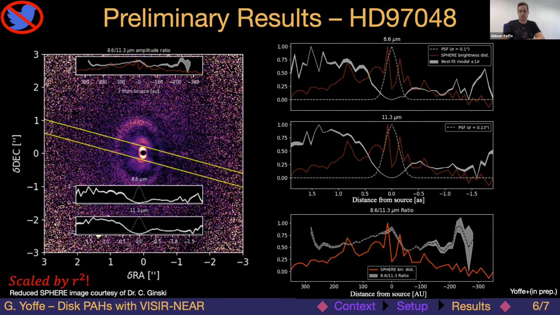PAH emission is considerably more extended and reaches far into the disk. Not only that, but the emission intensity is noticeably radially asymmetric. The trend of the 8.6 over 11.3 band ratio, however, is again quite open to interpretation.